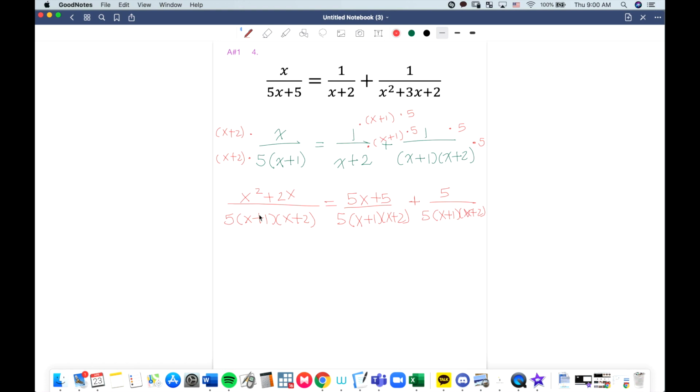So if you noticed, my denominators are the same. So this is when I only look at the numerator. And I'm just going to rewrite that. And you just solve for the variable. Combine like terms. Okay, let's see. I can subtract the 5x.